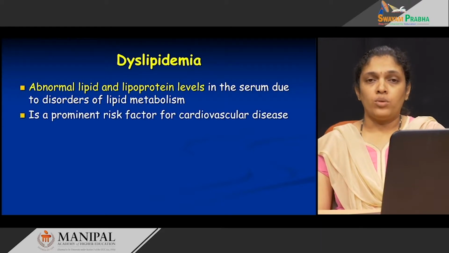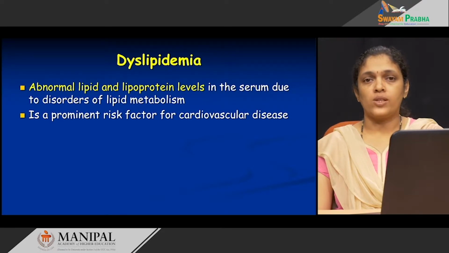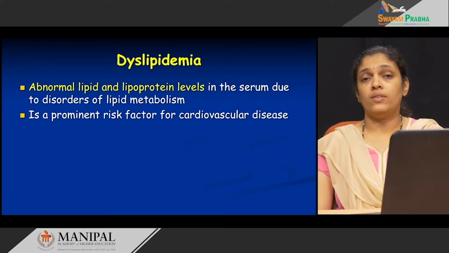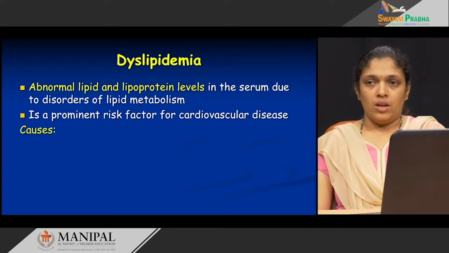Now, why do we have to do this? Once we know that there is an excess or a decrease in the levels of lipid, it will tell us about the risk factor of having a cardiovascular disease. Whenever you have more levels of lipids in the body, there is more chance of having a cardiovascular disease. Now, there could be different causes for dyslipidemias.